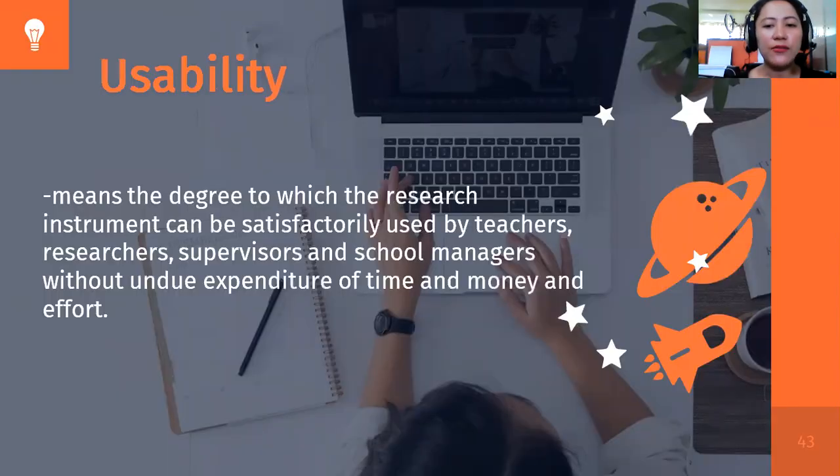So for the second quality of a research instrument, we have usability, meaning it is practical, it is usable.